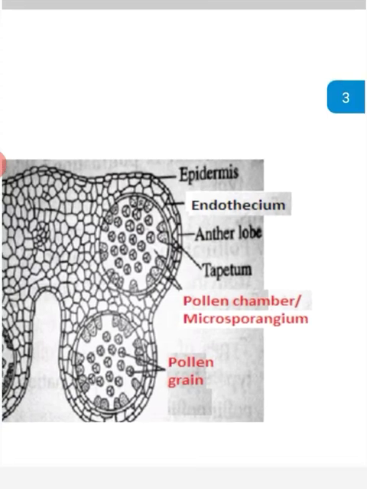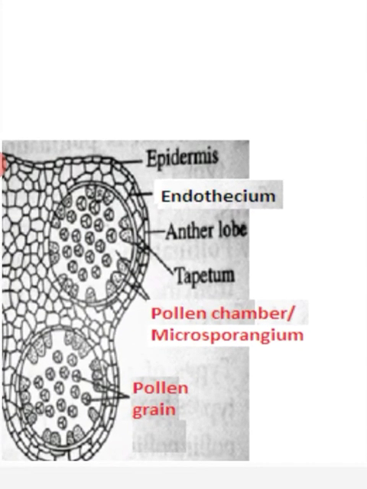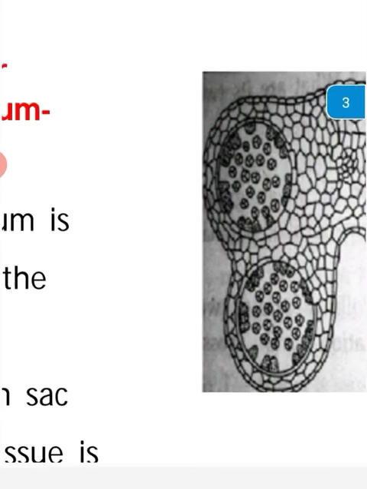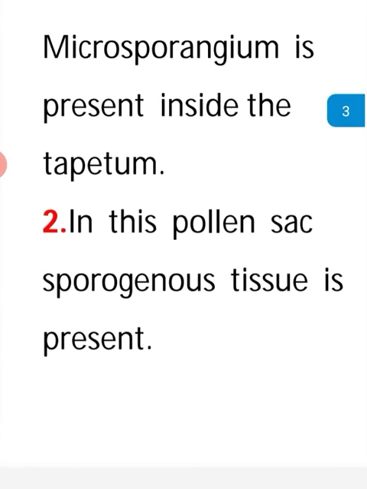That means it is made up of outer layer epidermis. Next to this there is the endothecium. Next to this there is the middle layer, and inside the middle layer there is the tapetum. The tapetum cells are of polyploid condition. They are centripetally oriented and they provide nutrition for developing pollen grains. So inside the tapetum there is the macrosporangium.